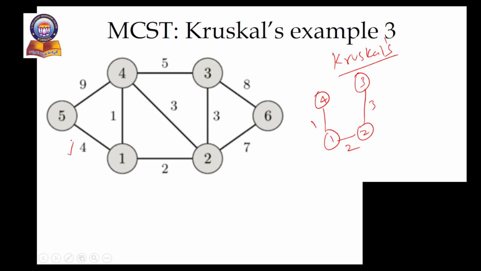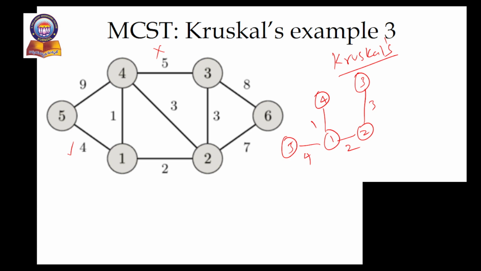Does it form any cycle? By connecting 1 and 5, it does not form a cycle. So you can take this into the solution. And what are the remaining vertices left out? Here we have vertex 6. And what is the next after 4? That is 5. If I connect from 4 to 3, a cycle will be formed. And that is why we cannot take this into the solution set.